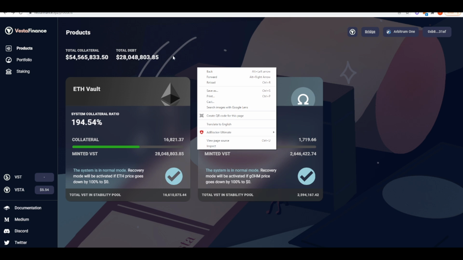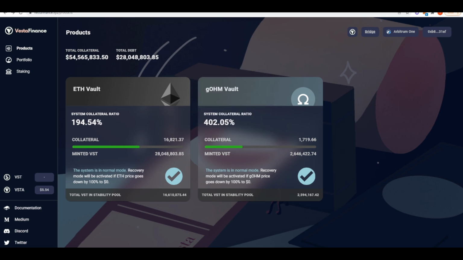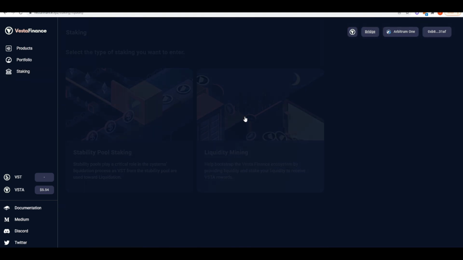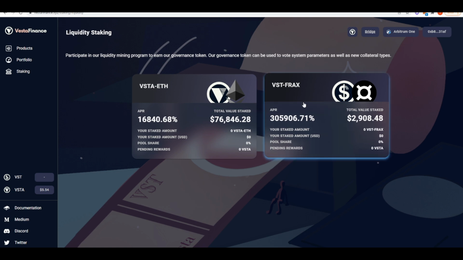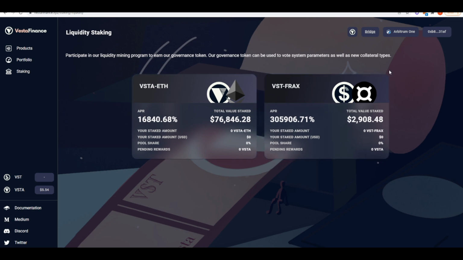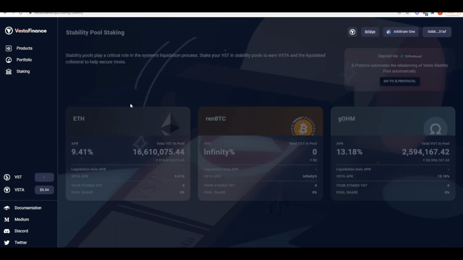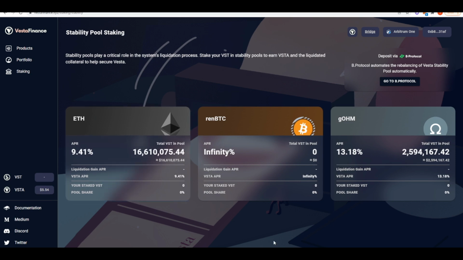So an interesting strategy that you can do right now to get high yields on your stablecoins is to deposit ETH or GOM into any one of these vaults and then borrow the VST stablecoin against it, and then go to staking, go to liquidity mining, and then LP in the VST Frax pool, take your LP tokens here, stake them, and then you can receive VSTA tokens as a form of liquidity mining. Alternatively, you can go to staking, stability pool staking, and then stake in one of these pools, although the returns you get, I think, are going to be lower.